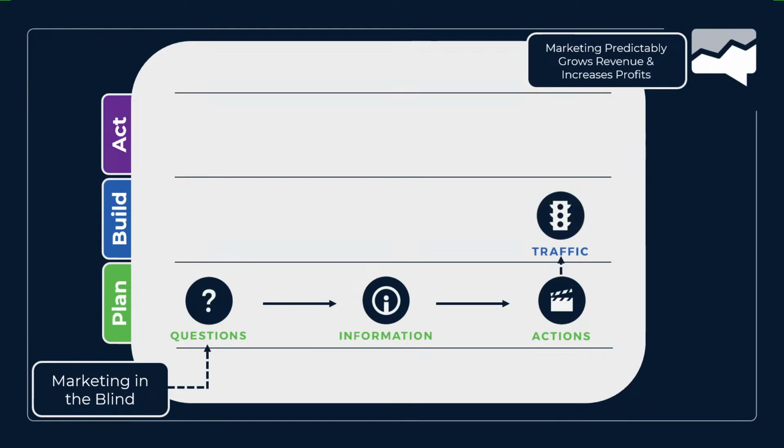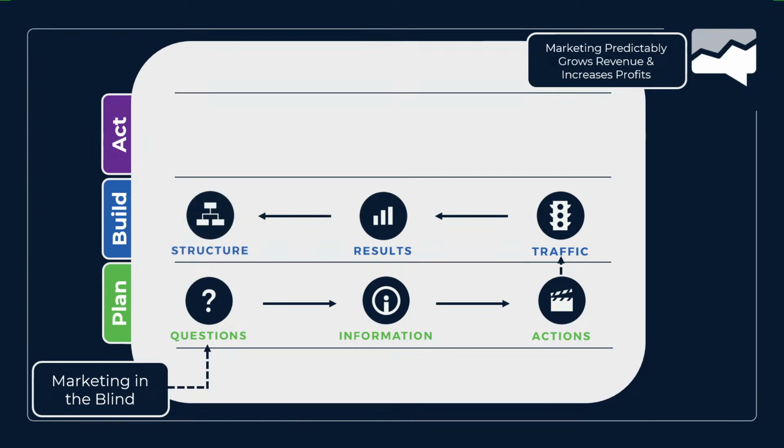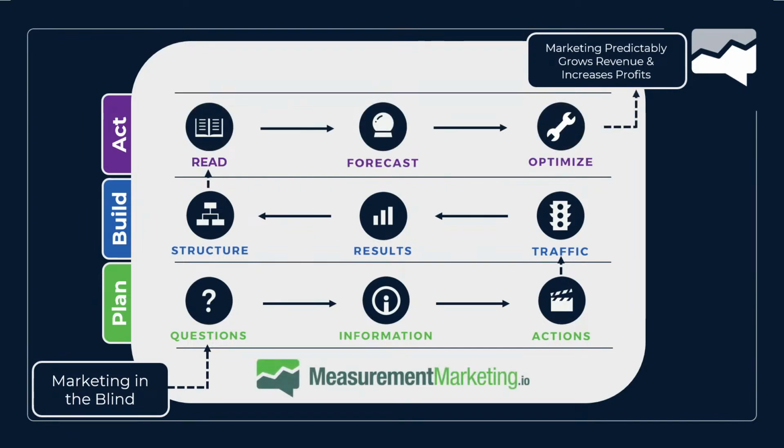So the build is where we work on traffic, the who, what, and why. The build is where we adjust our results. And the build is when we make sure we improve our structure so that our traffic is naturally connecting to our results and it's giving us a story of what's working and what's not. And then, of course, at that point, you can go through read, forecast, and optimize to get to where we want to go.